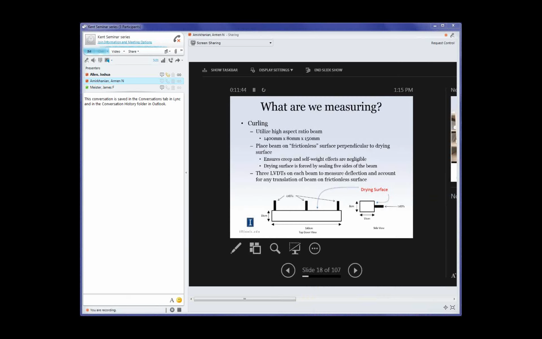In a normal slab condition, you definitely do have creep and restraint, which add to the stress buildup in the slab. And we used 3 LVDTs so that we could get the deflection profile of the beam and compensate for any translation of the beam on this frictionless surface.